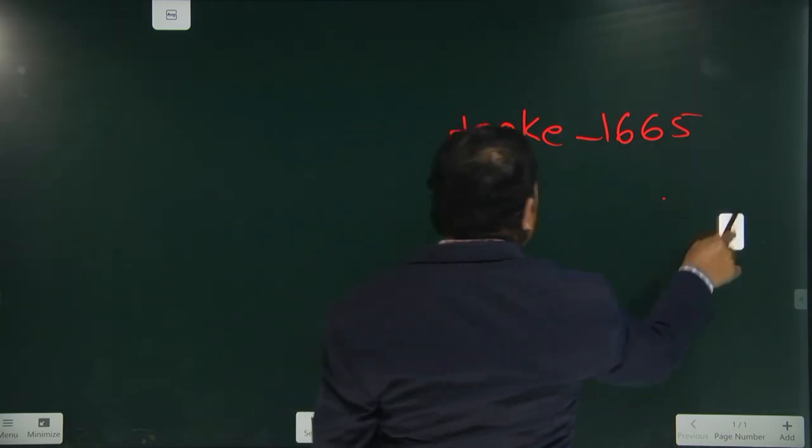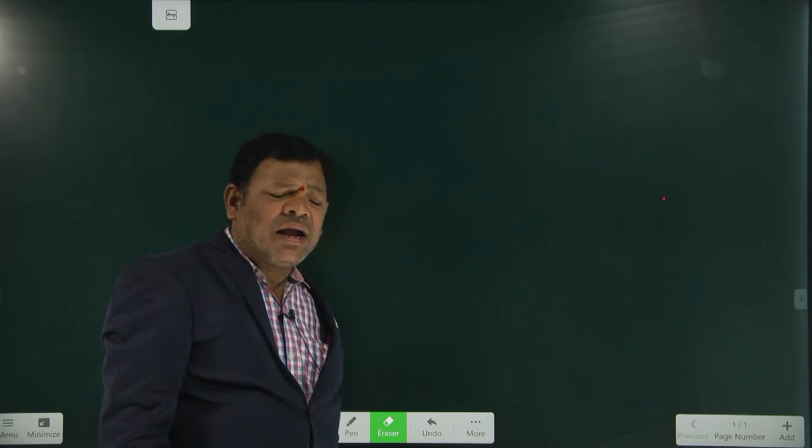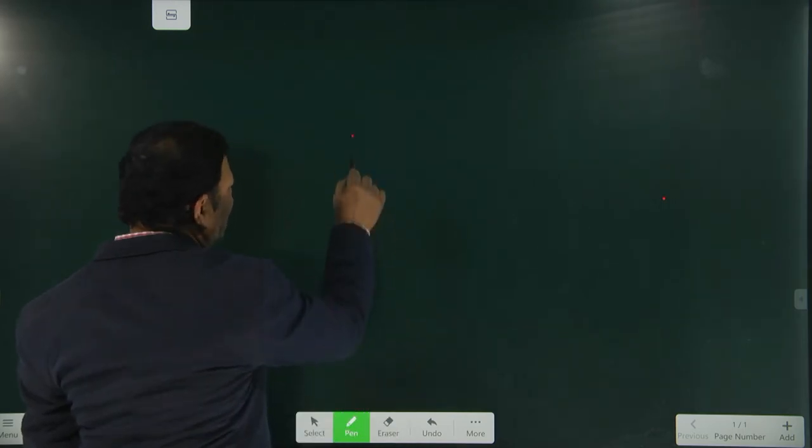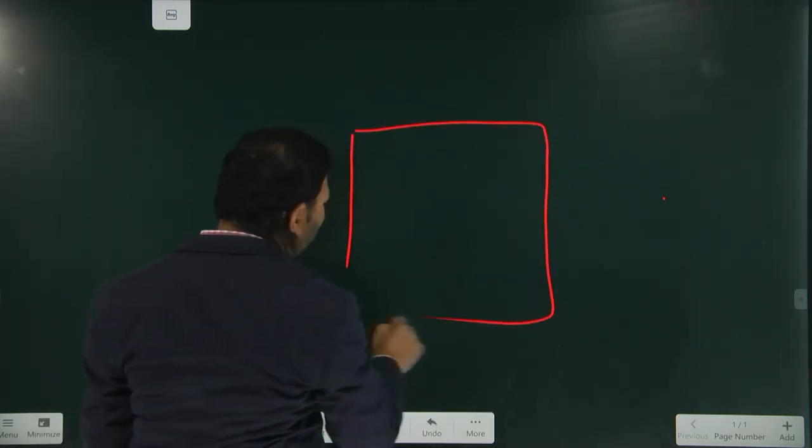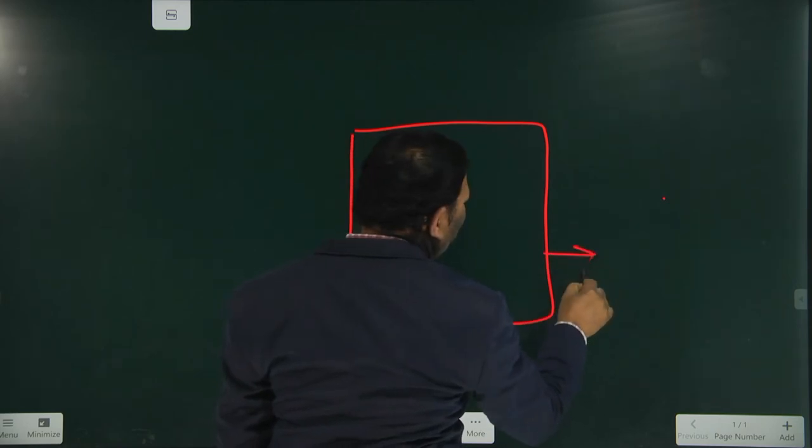So what are the characteristic features of the plant cell? In the plant cell, the cell wall is present, plastids are present, vacuoles are present, and centrioles are absent. If you see the plant cell, the outermost layer is called the cell wall.